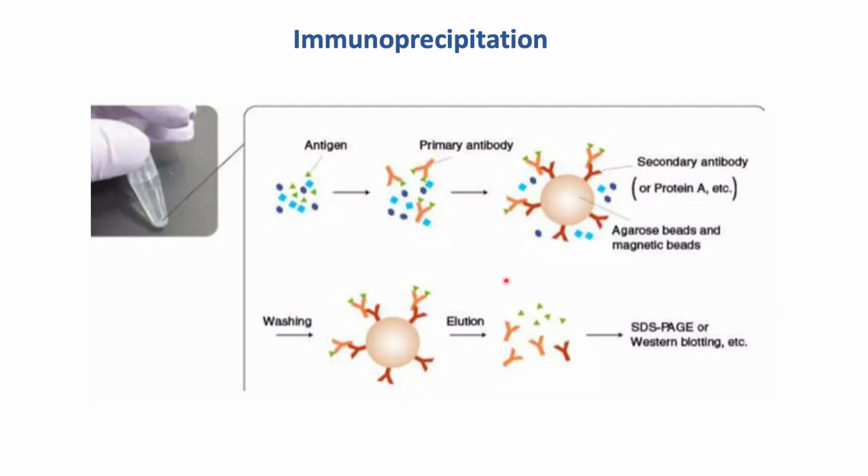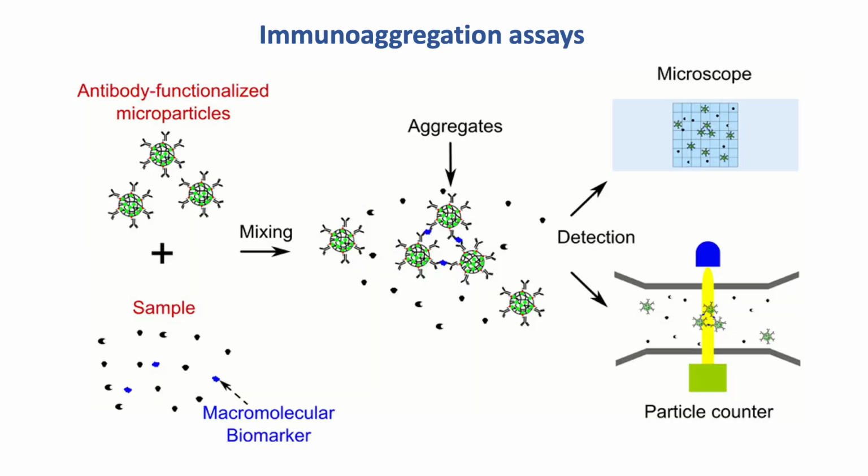So, in short, this technique is used to separate out or precipitate out a particular antigen or a protein of interest using an antibody that is specific to it. The antibodies are embedded in beads, and these antibodies are used to extract these antigens of interest. And then let's learn about immunoaggregation assays.